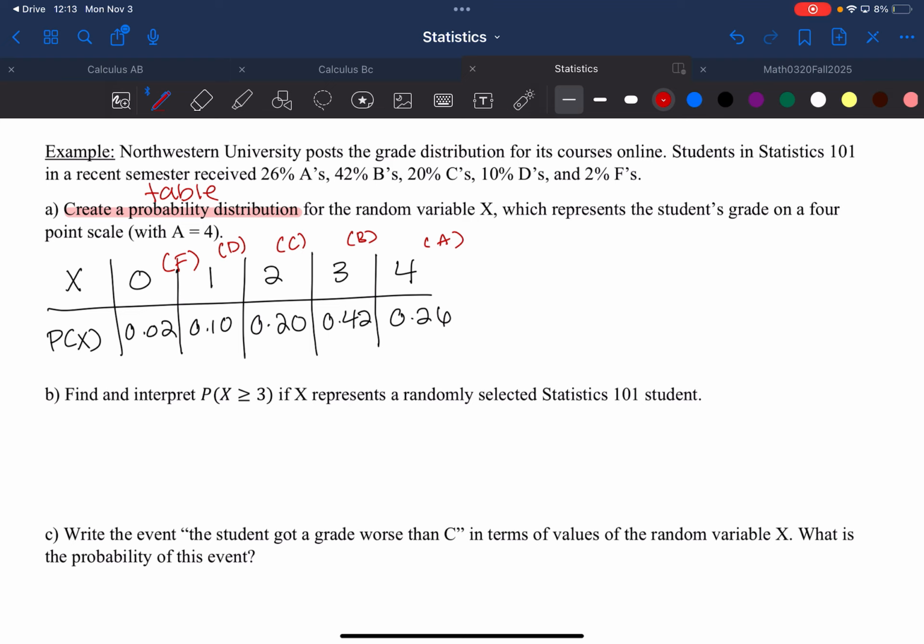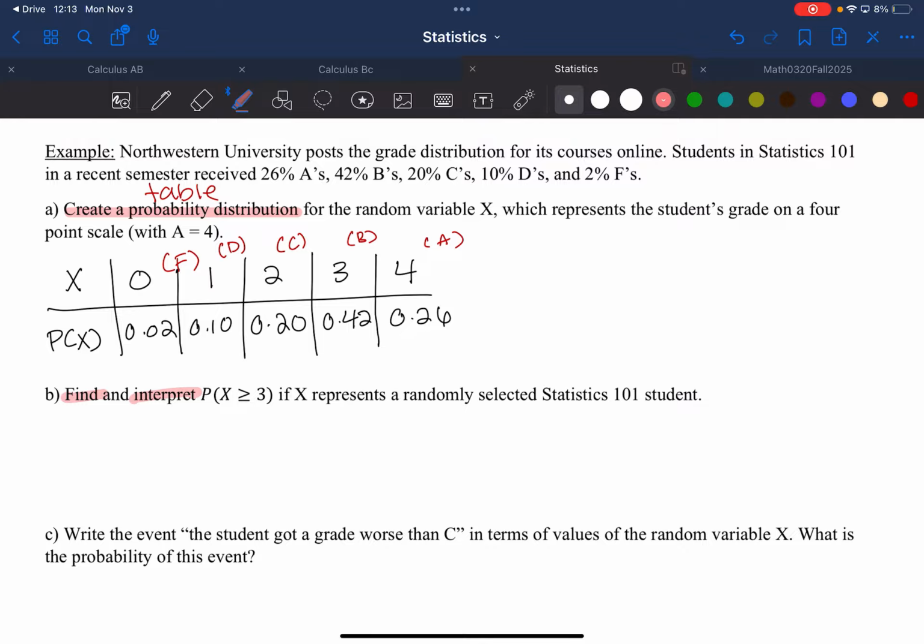B says, find and interpret probability of X greater than or equal to 3 if X represents a randomly selected Statistics 101 student. So it says find and interpret. So I'm doing math and what? Write a sentence. Write a sentence. I just need to hear it from y'all because some of you still in the FRQs are not interpreting correctly. So if it says interpret, we write a sentence.